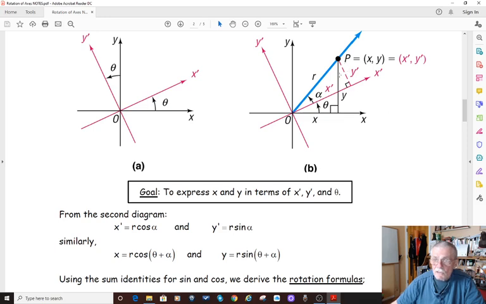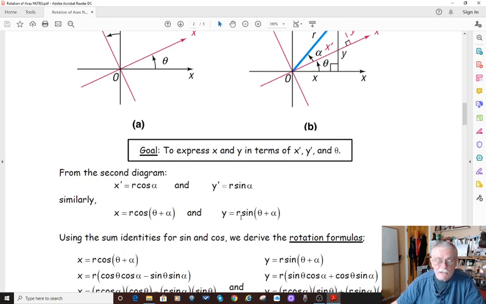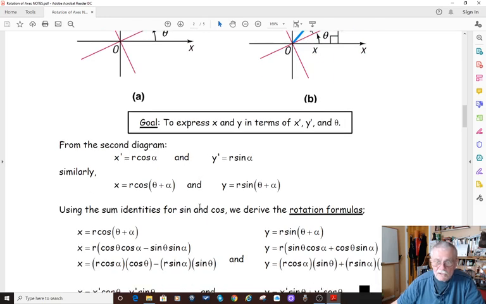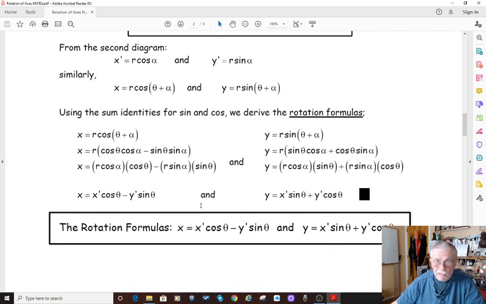Similarly, if we're looking at the xy coordinate system, this giant angle here is theta plus alpha, and you get these relationships. Okay, so what we're going to do is work with these, and all that you really need here is this boxed result, but I'm going to show you where it comes from. We start with x equals r cosine of theta plus alpha, and here we apply the identity which we've done earlier, in a previous chapter, for the cosine of the sum of two angles.